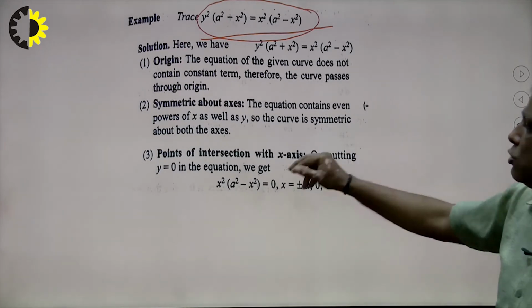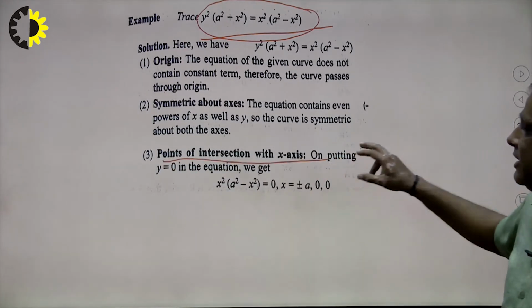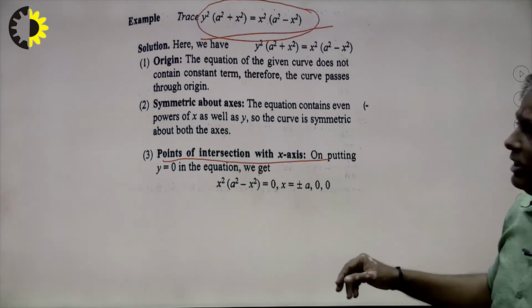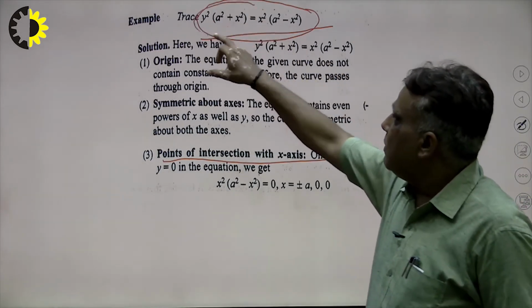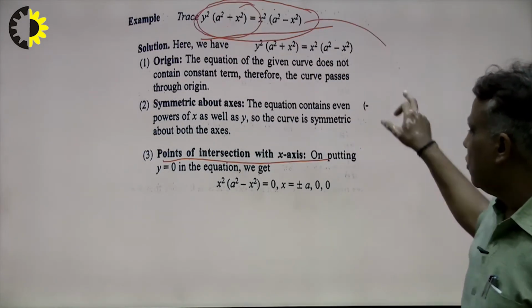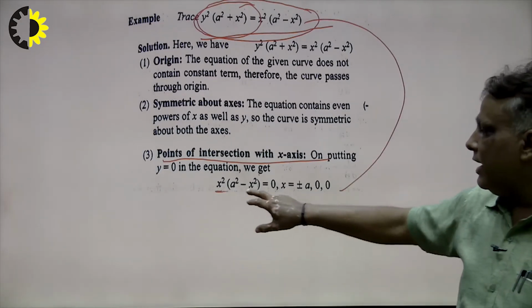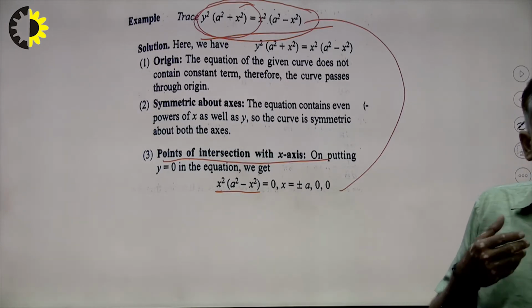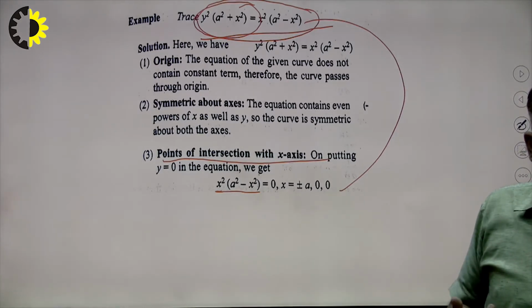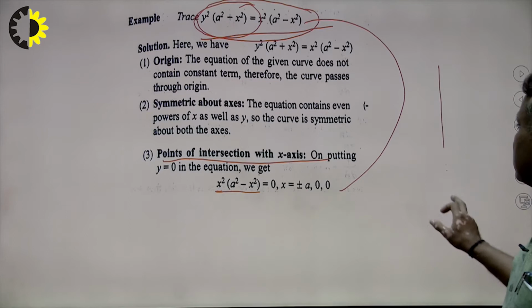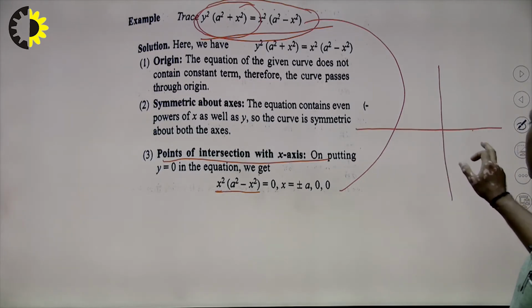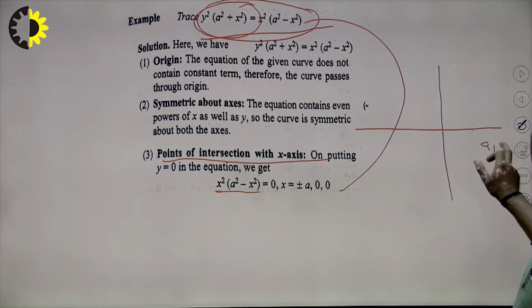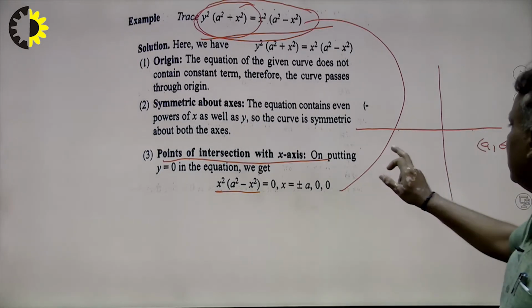Suppose I want to calculate the point of intersection or point of inflection, so putting y is equal to 0 in the curve, what is the value of the curve? It will be x square into a square minus x square, that means x is equal to plus minus a here. That means what will be the position of x is equal to plus minus a here, so a comma 0 will be here, right, and minus a comma 0 will be here, right.